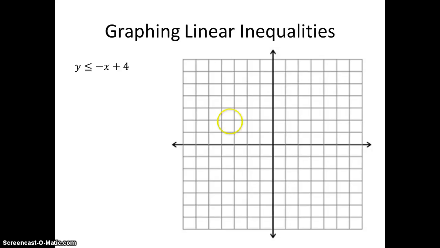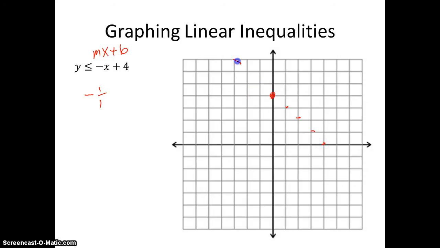Moving on to another inequality. Y is less than or equal to, so what kind of line are we going to have? Correct, a solid line. Less than or equal to negative x plus 4. Again, this is still in the form mx plus b, so our y-intercept will be at positive 4, and we have a negative 1 slope. So negative 1 is the same thing as negative 1 over 1, down 1 over 1, down 1 over 1.